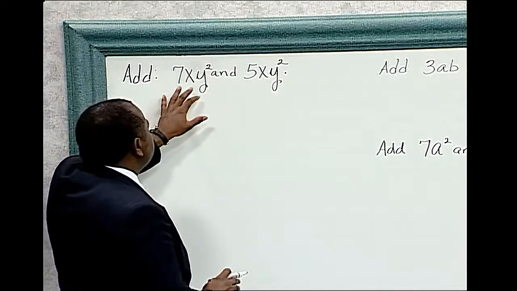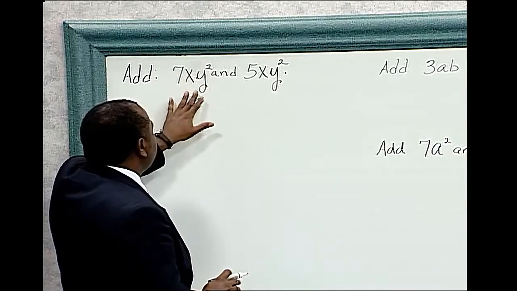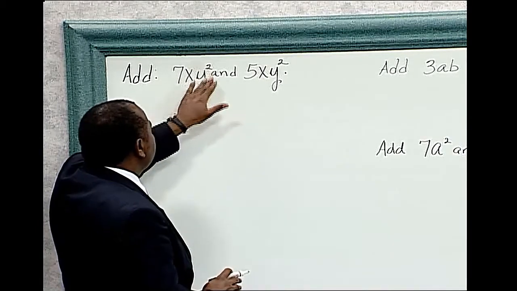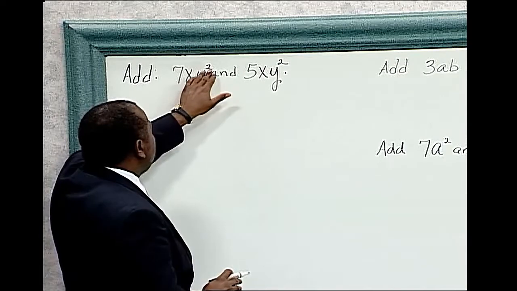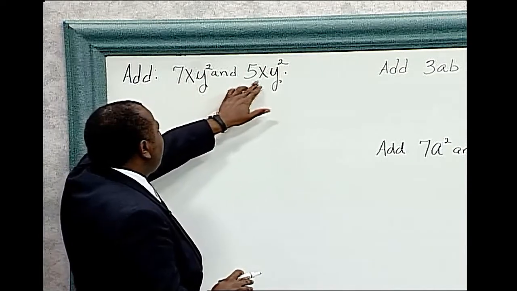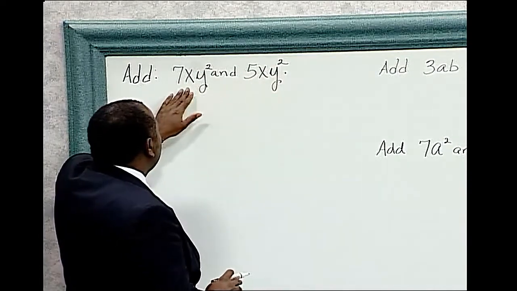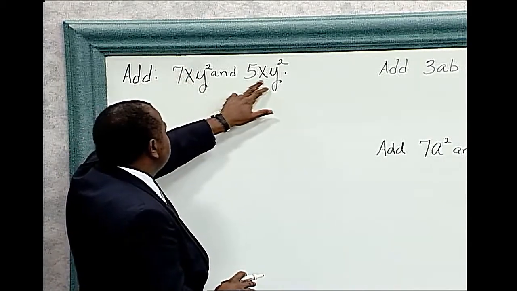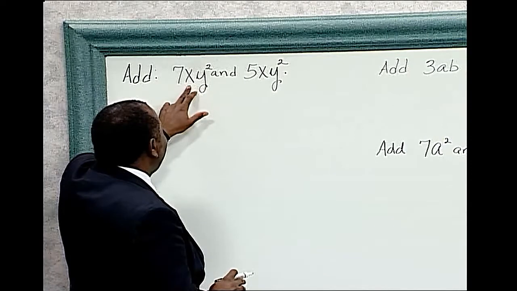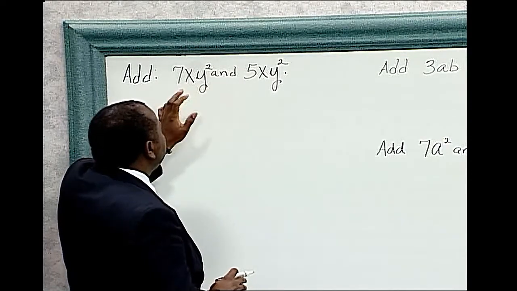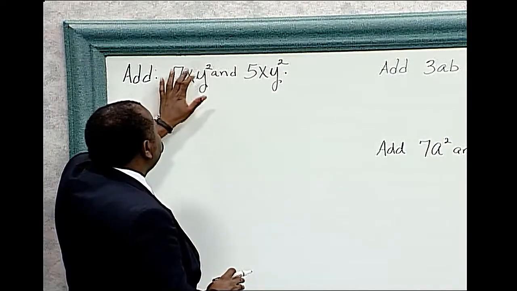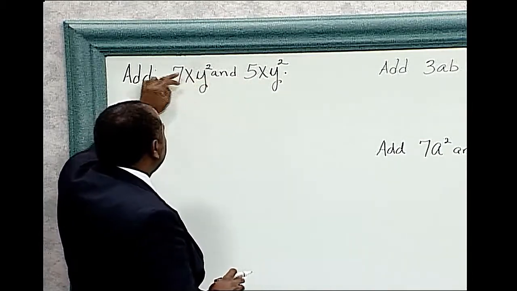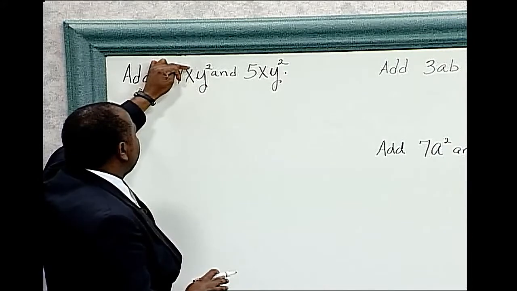In order to add algebraic terms, we must make sure that the algebraic terms are alike. As we look at these algebraic terms, 7xy to the second power and 5xy to the second power, we will notice that both of these algebraic terms contain the variables x and y. Not only do they contain the variables x and y, the x's and the y's are raised to the same power. In this particular term, x is raised to the first power.